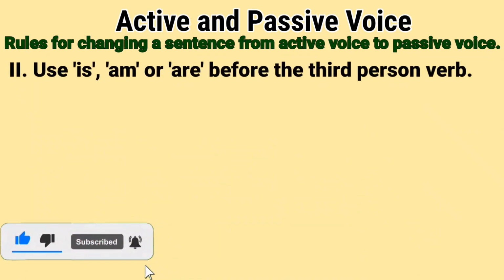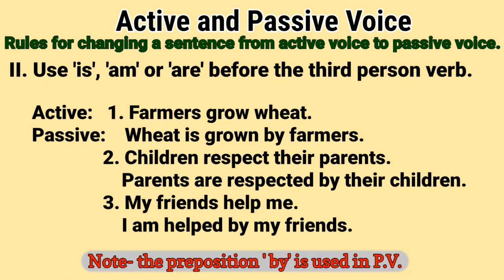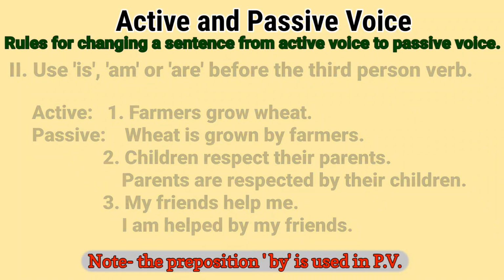The second rule: use is, am or are before the third person verb. For example, farmers grow wheat. Wheat is grown by farmers. Children respect their parents. Parents are respected by the children. My friends help me. I am helped by my friends.